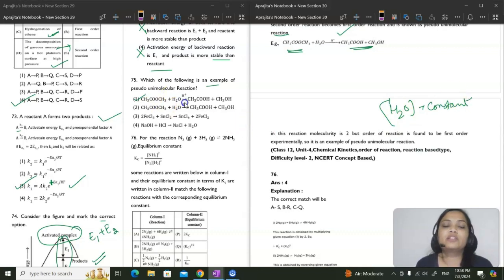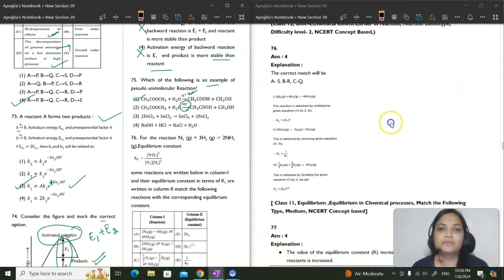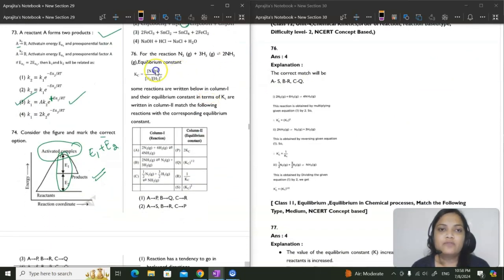See, both the reactions appear to be the same, but this one is happening in the presence of a base and here it is acid, so the acidic one. So this acidic hydrolysis of the ester is a pseudo unimolecular reaction. Next, question number 76. There is a reaction given for nitrogen and hydrogen to give ammonia.